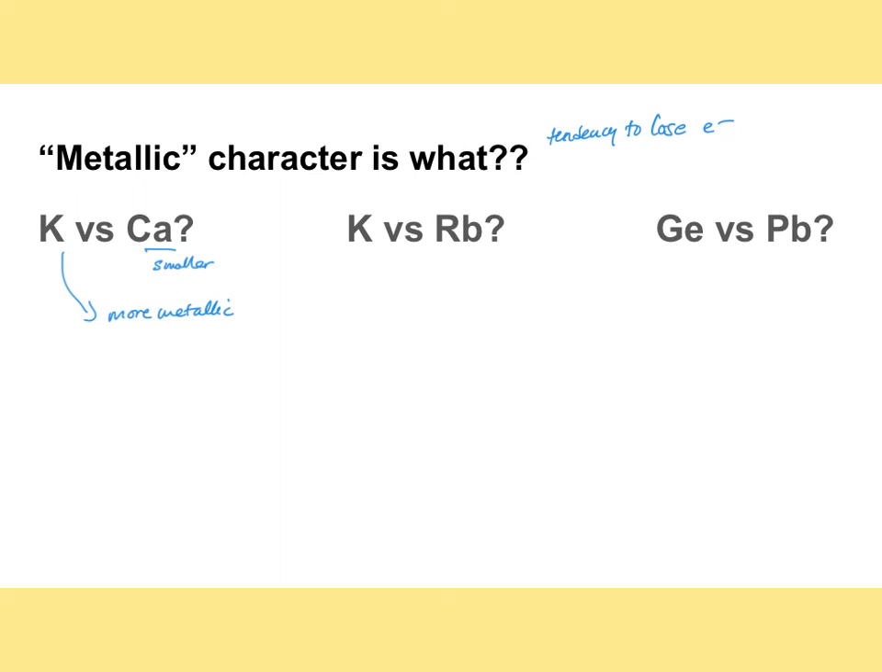Potassium versus rubidium. Rubidium is larger. It is in, let's see, 5s versus 4s. This is a 5s1, this is a 4s1. So the larger atom is more metallic. And germanium versus lead. Germanium is 4s2, 4p2 in the valence shell. Lead is 6s2, 6p2 in the valence shell, and clearly larger and easier to lose electrons, lower ionization energy, more metallic.